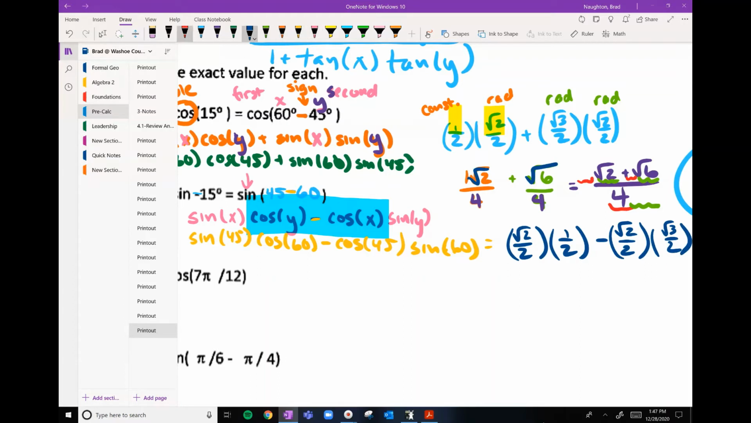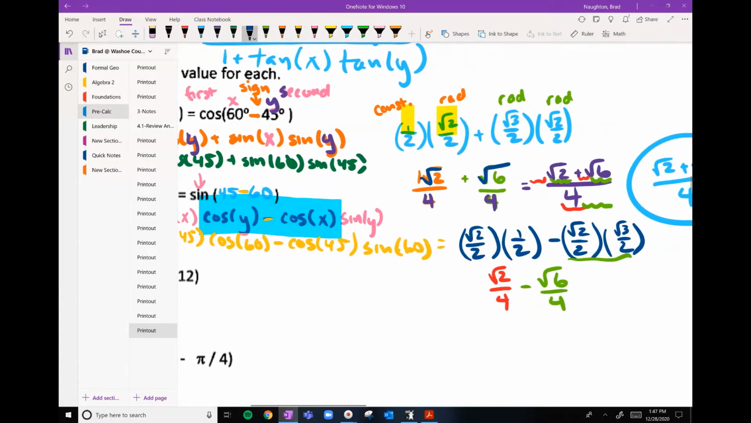So let's do our radical rules again. So on the top here, this is going to be a root 2 over 4. And in the second part, this is going to be minus root 6 over 4. Put those together. This is going to be root 2 minus root 6 over 4. Done. Cool. Easy peasy lemon squeezy.